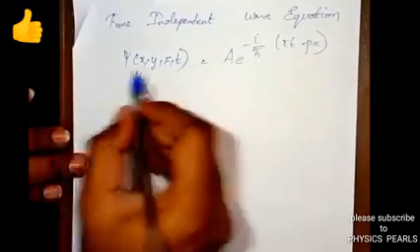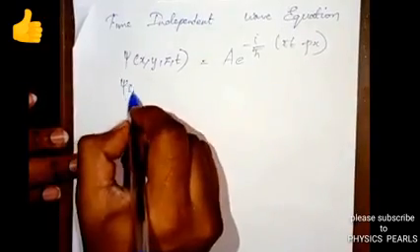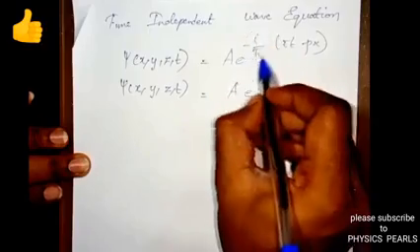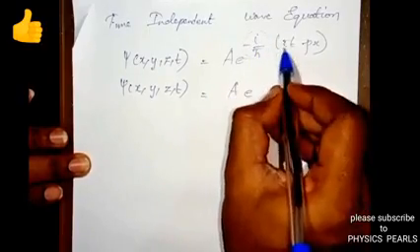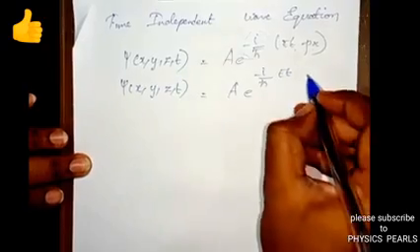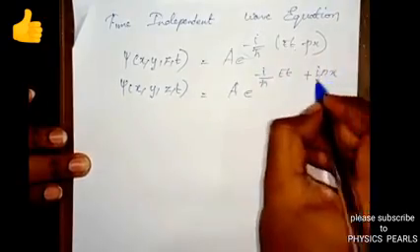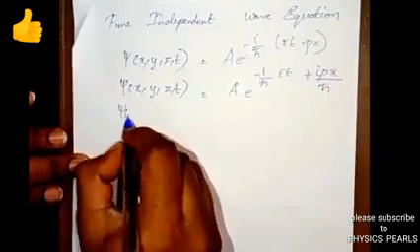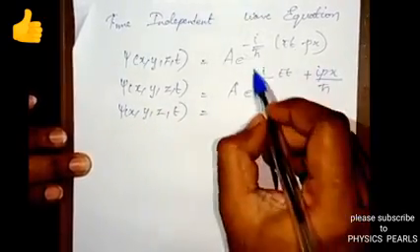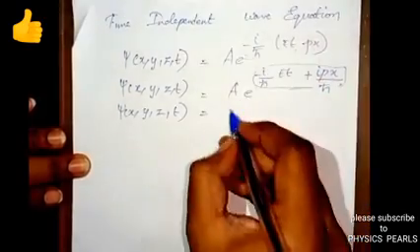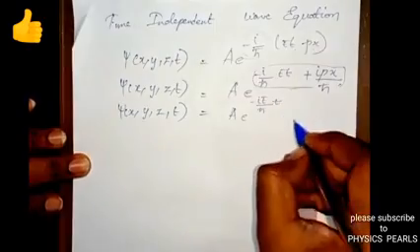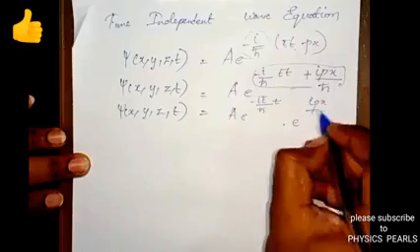Then we have to split this term on the right hand side. That is, we are going to multiply this minus i by h cross to each of the terms inside the brackets, Et plus ipx by h cross. Now we are going to split this term, that is, it is in the power. We are going to split the power terms: A e power minus iE by h cross into t, into e power ipx by h cross.